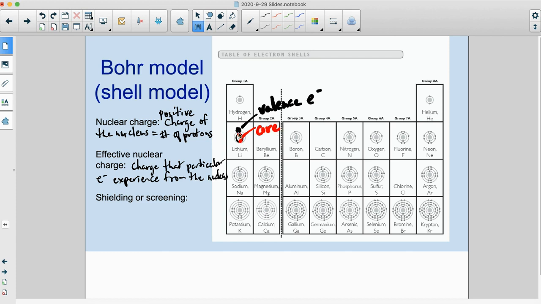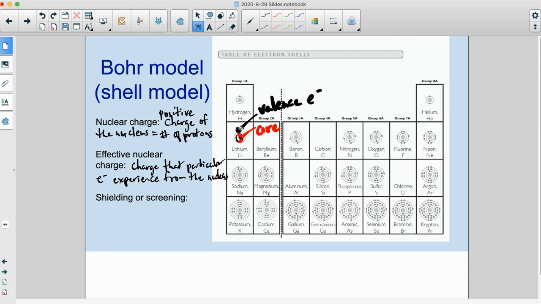Okay, what do you think? Are the core electrons and the valence electrons going to experience the same nuclear charge from the lithium nucleus? Well, these core electrons are right next to the nucleus. They're going to feel the full positive 3 charge of the nucleus.